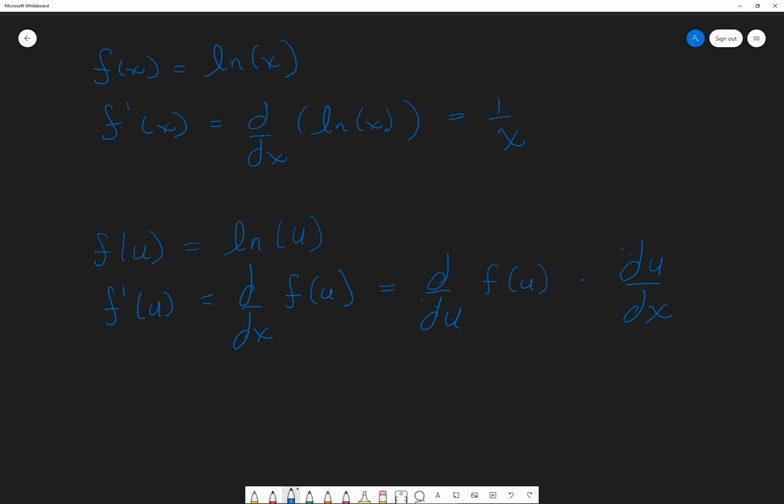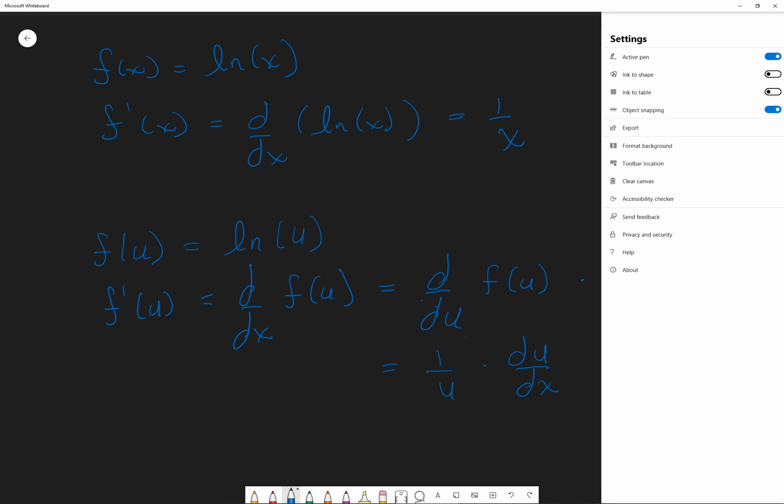So we haven't changed anything there, but we're using the chain rule. Okay, so now we know that d by du of f of u is ln of u, so this is 1 over u. And then this is times du by dx. Now this just depends on how u is related to x, okay? Let's look at just a few examples just to work this out.